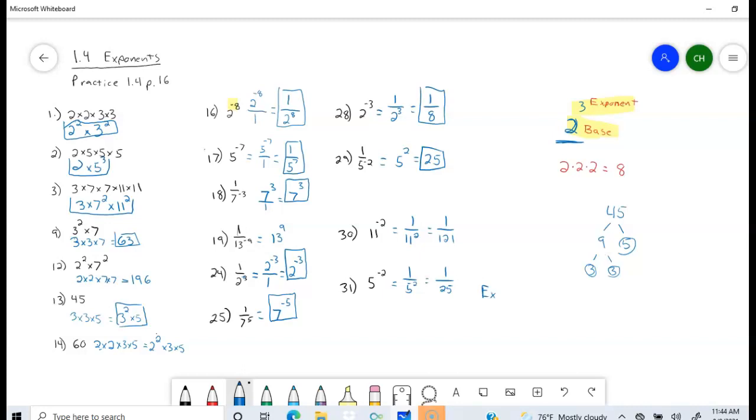The exponent tells you how many times to multiply the base by itself. Example, we'll go 2 to the 5th this time equals 2 times 2 times 2 times 2 times 2.